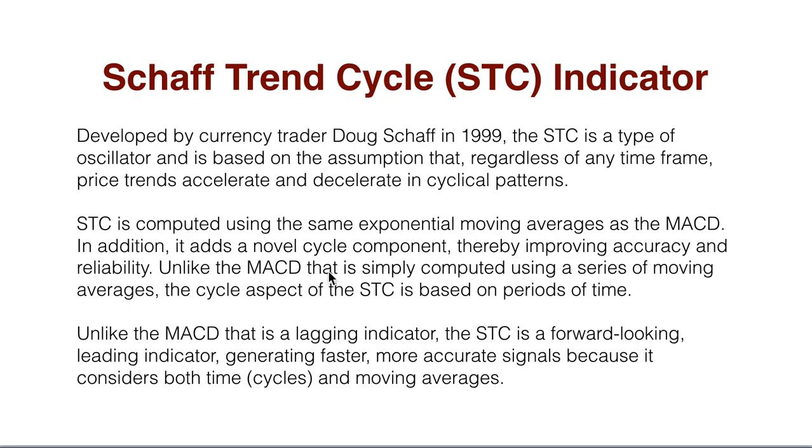Unlike the MACD, that is simply computed using a series of moving averages, the cycle aspect of the STC is based on periods of time. That's why I like it. I've been using it. I find its accuracy to be very helpful, getting me into trades before the MACD would have. Because unlike the MACD that's a lagging indicator, the STC is a forward-looking leading indicator generating faster, more accurate signals because it considers both time, that is cycles, as well as moving averages.